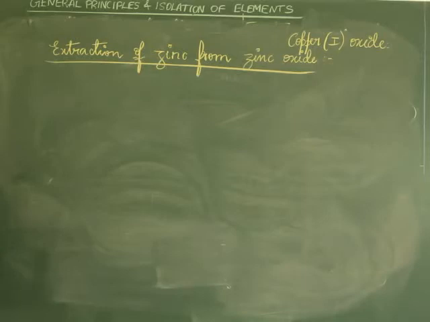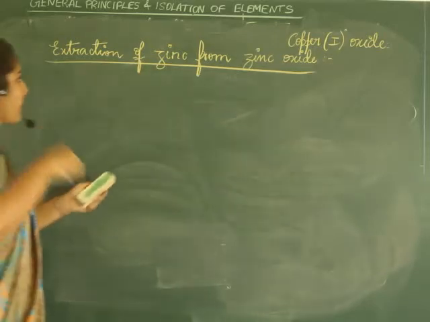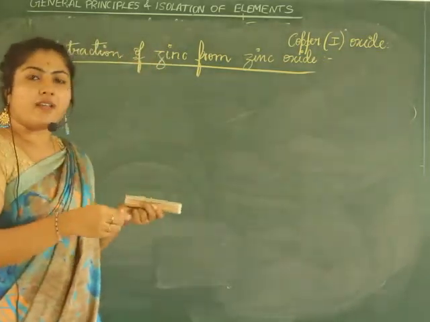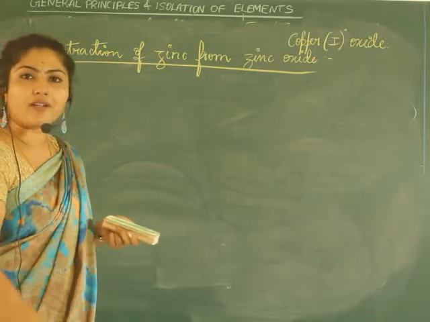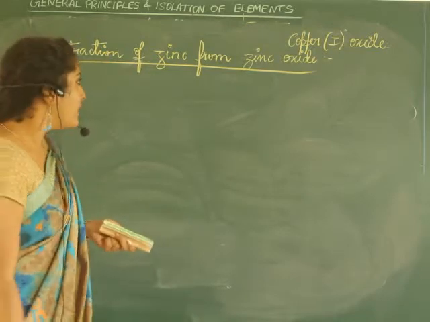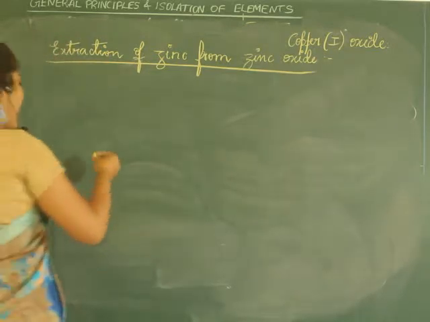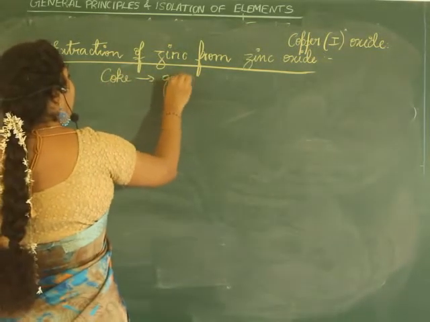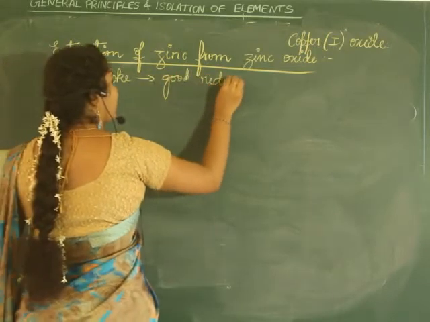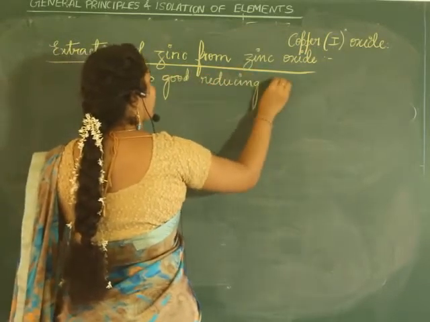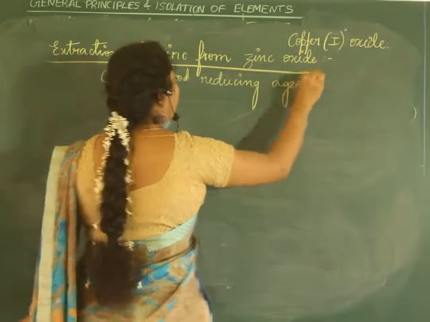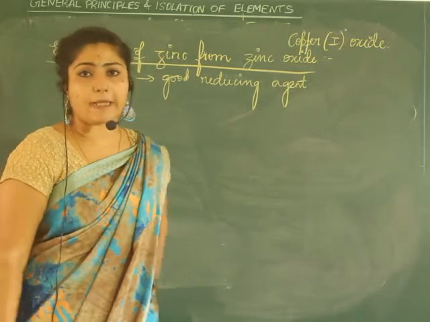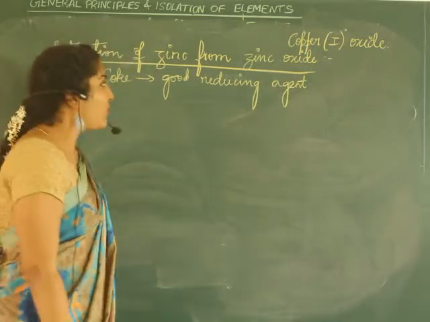Again, in this you can see that when you look at the graph, zinc oxide lies above that of carbon, because of which carbon, or coke, can act as a good reducing agent, or can be chosen as a reducing agent for the reduction of zinc oxide. So what happens, first the ore of zinc is taken.